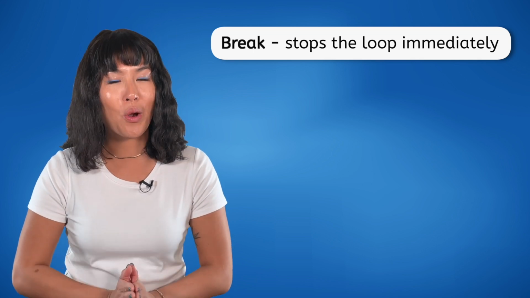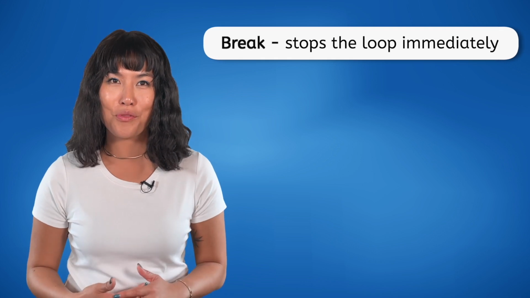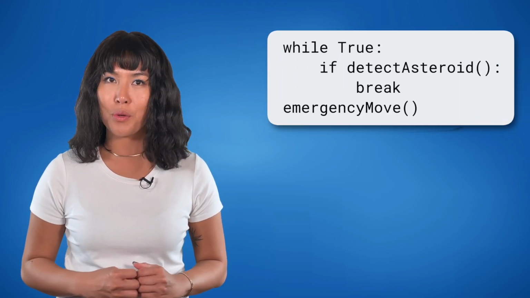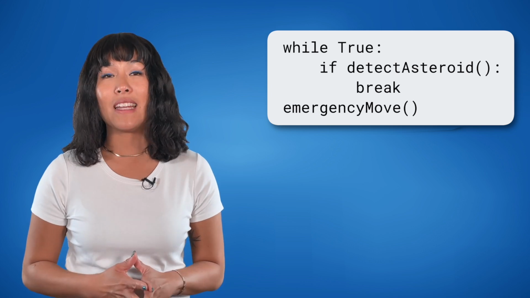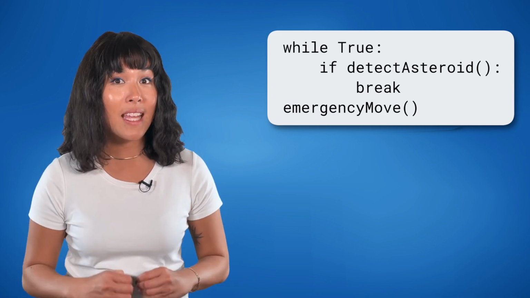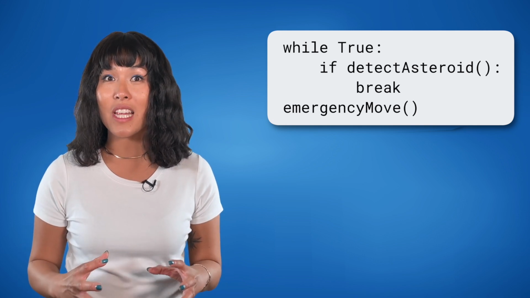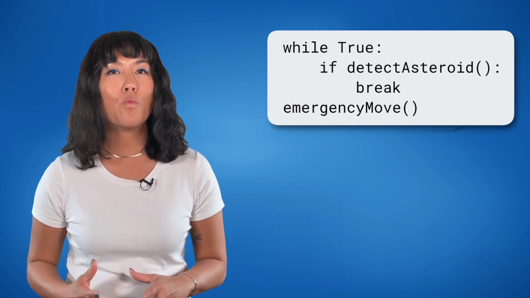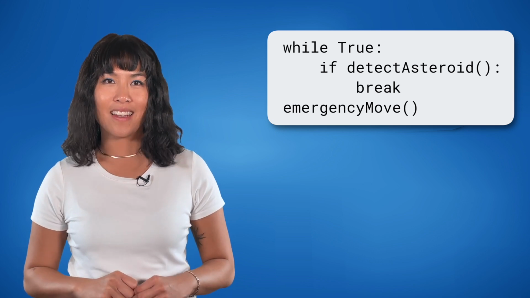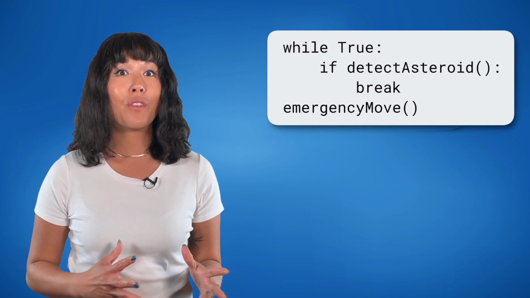Here is some code we can use to execute this emergency move. If we look at the condition, it is always true. You may think that this will create an infinite loop, but since we have the condition within the loop with a break command, we have a situation in which it will stop. The loop will continue to execute until an asteroid is detected. Then, break exits the loop, and the emergency move is completed.